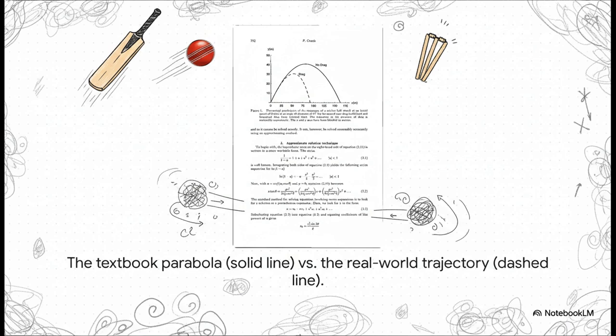That smooth, solid line, that's our perfect little textbook dream. But the dashed line, that's reality. Look at it. It's shorter, it comes down way steeper, and it's not symmetrical, not even close.